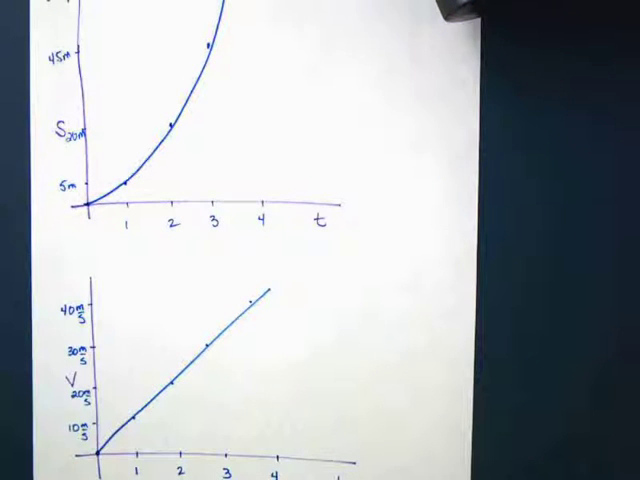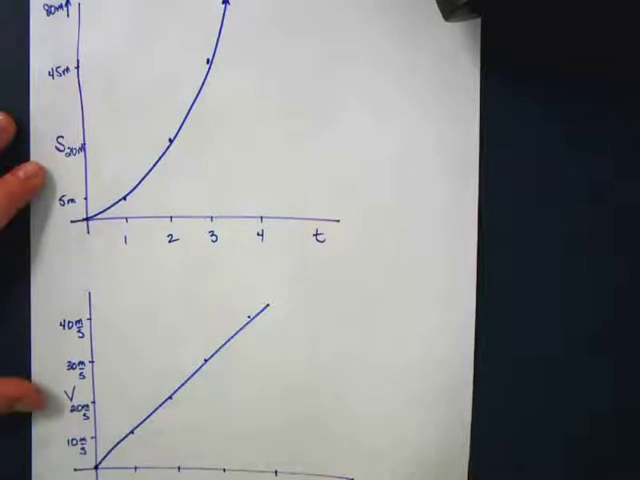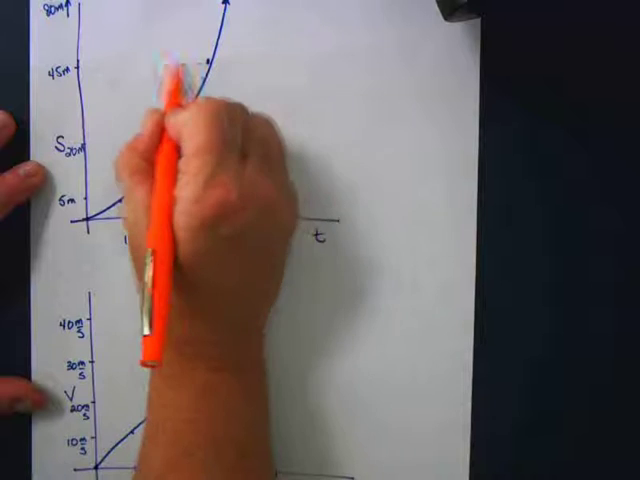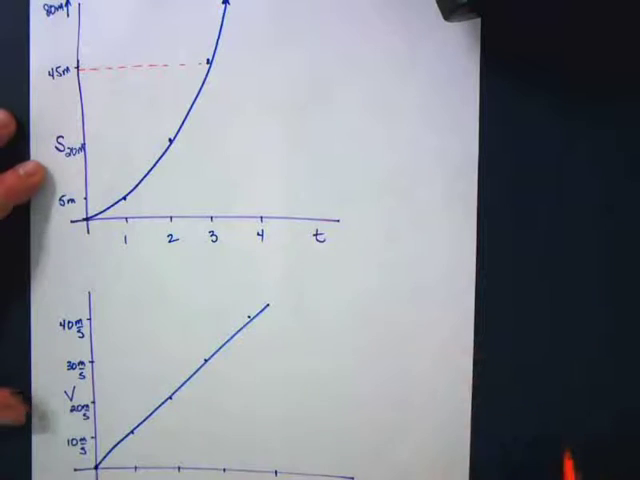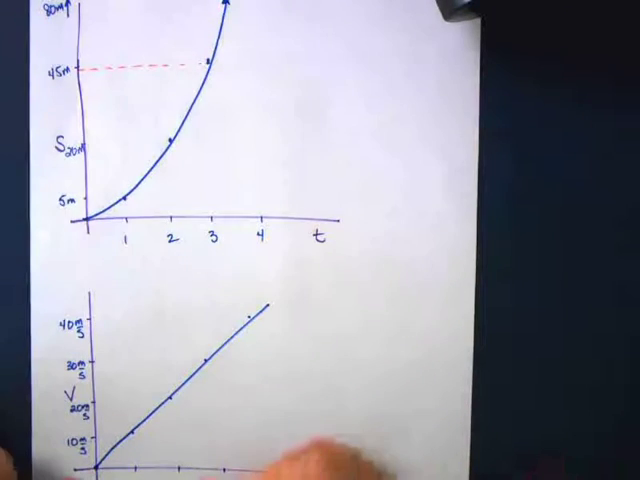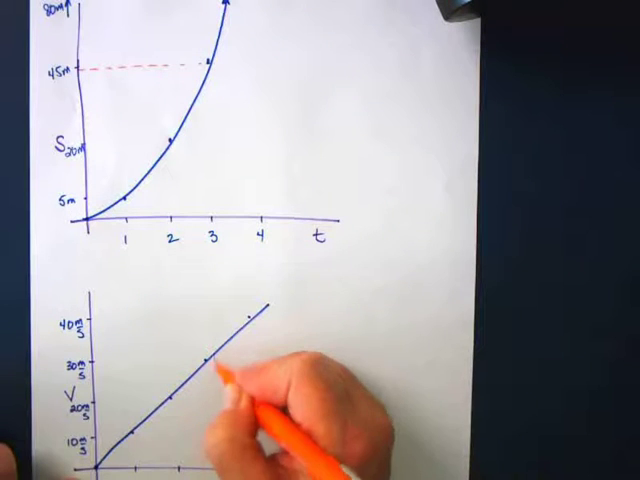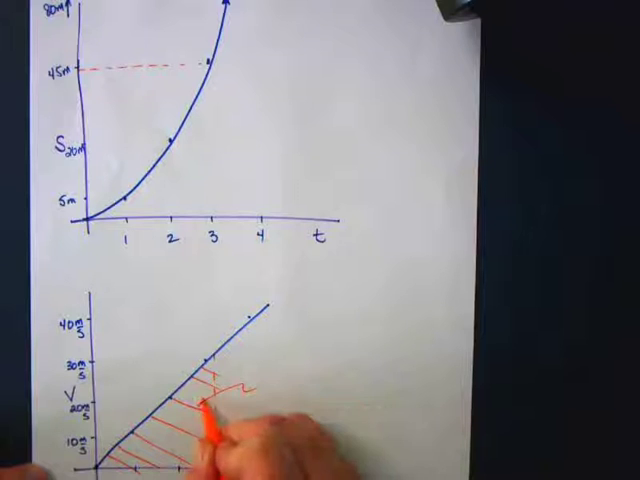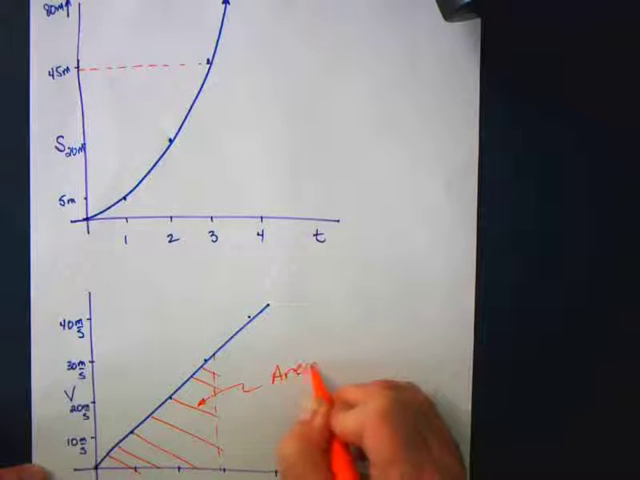Now to find distance traveled, on our position or our distance versus time graph, it's pretty easy. I just say, hey, looky here, 3 seconds, how far? Go over to 45 meters. On this graph, however, if I want to find the distance traveled on a velocity versus time graph, I actually have to take the integral, or the area under the curve.